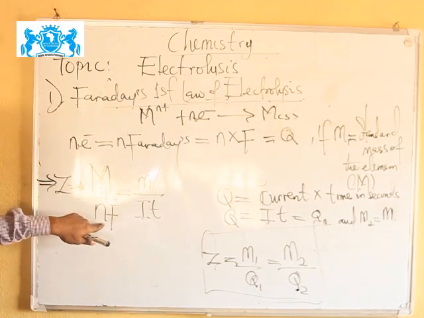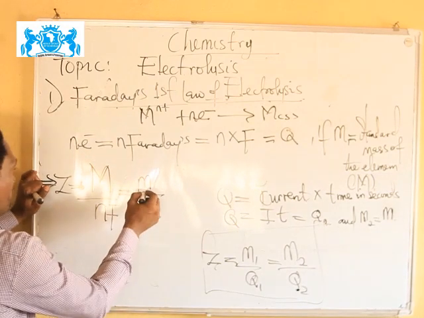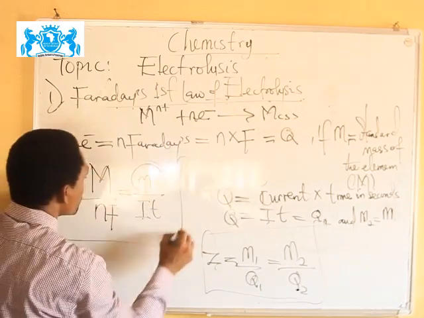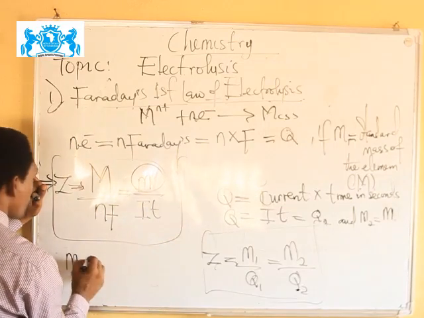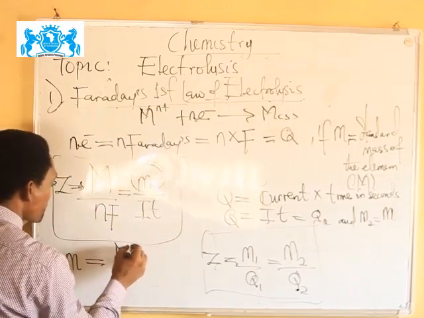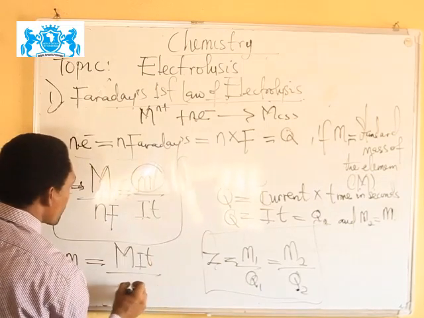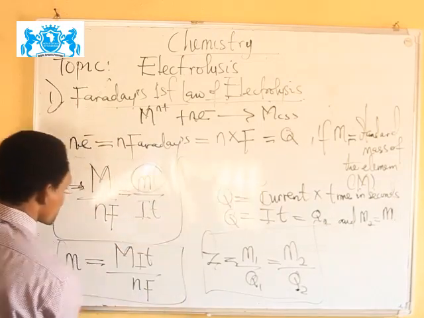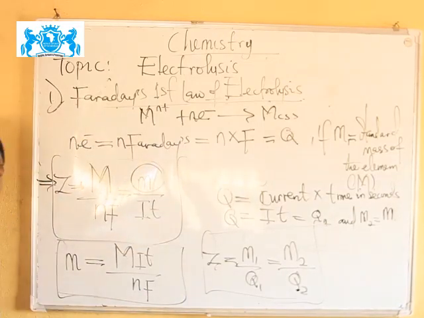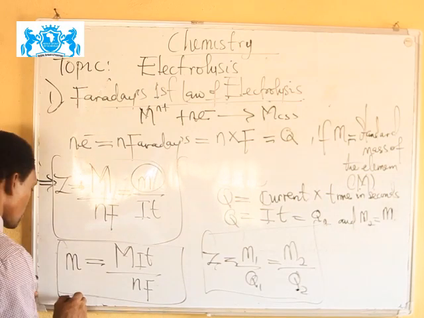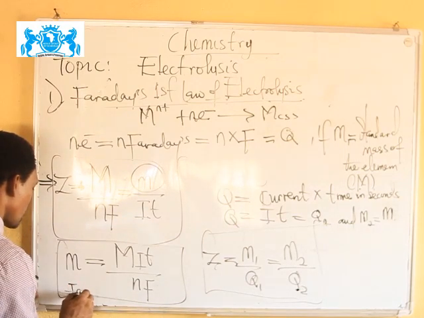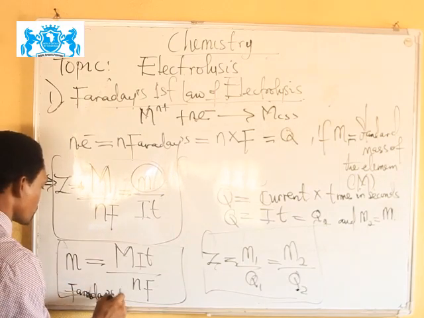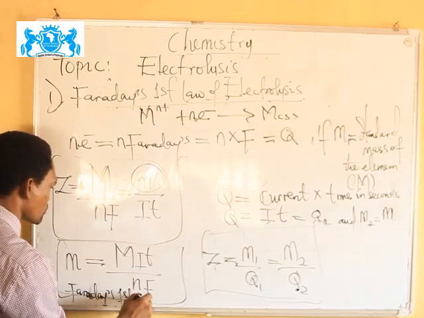In this case, if you are asked to find the given mass of an element that will be deposited when a particular quantity of electricity is allowed to flow through, making this the subject of the formula, from this equation we can say that our small n will be equal to MIT all over NF. This is more convenient for solving equations that pertain to Faraday's first law. This is more convenient and very much straightforward. First law.